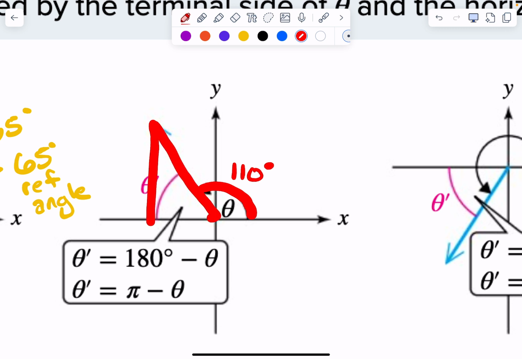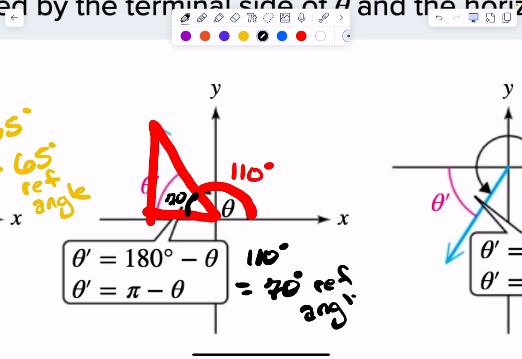This is my bow tie angle, right? So if this is 110 degrees, I want to know what this bow tie angle is right here. What's that angle going to be? 70. That is your reference angle. So 110 degrees has a 70 degree reference angle. In other words, if you're in the second quadrant, you just subtract that number from 180, because that would be the rest of the way.